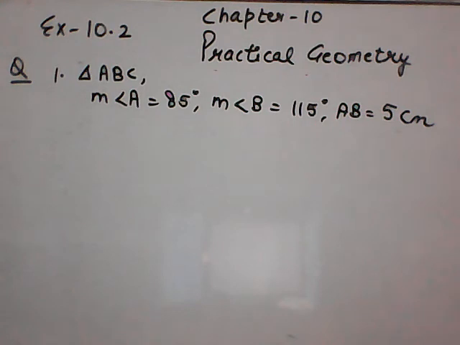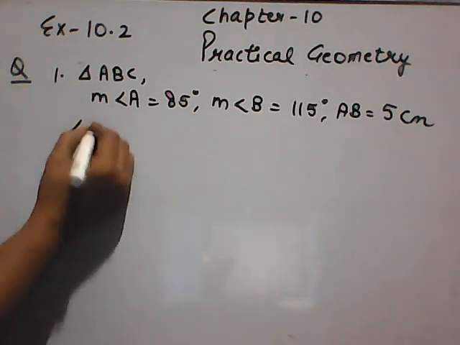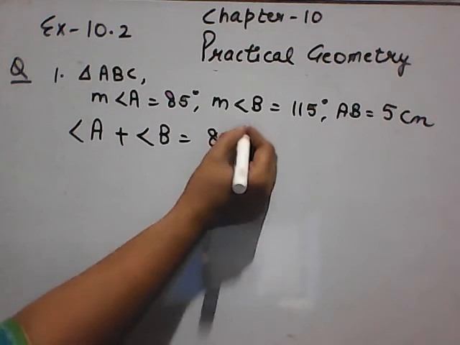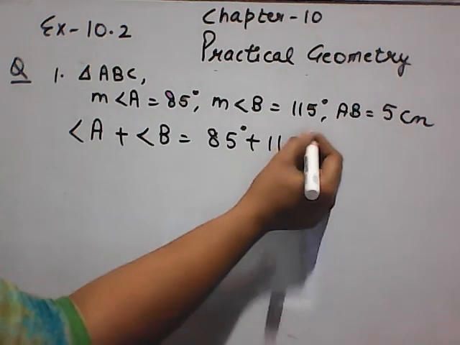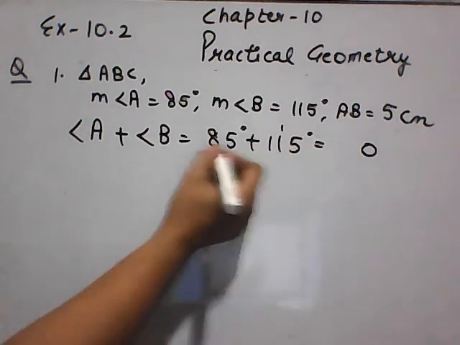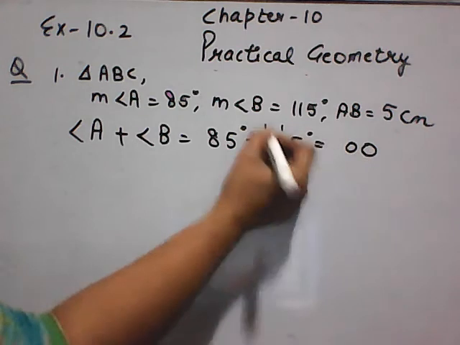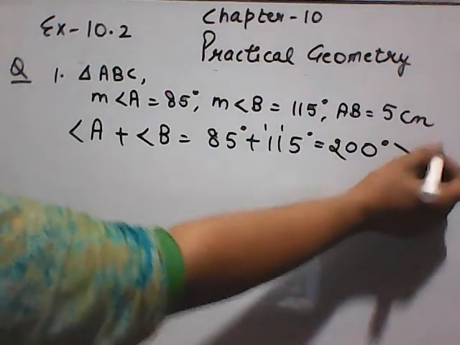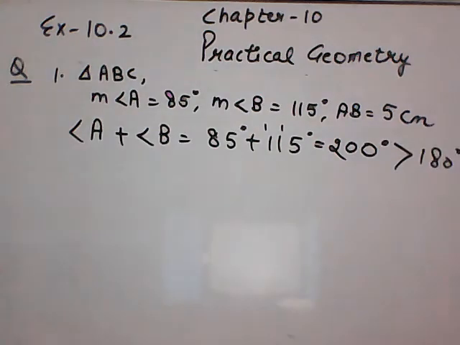In this case, we can observe that the sum of the two angles, angle A and angle B, is 85 degrees plus 115 degrees. 5 plus 5 is 10, carry 1, 1 plus 1, 2, 8 plus 2 is 10, carry 1, 1 plus 1 is 2, so 200 degrees, which is greater than 180 degrees. Here the sum of two angles is greater than 180 degrees. So, we cannot construct the triangle with the given condition as it does not satisfy the angle sum property.